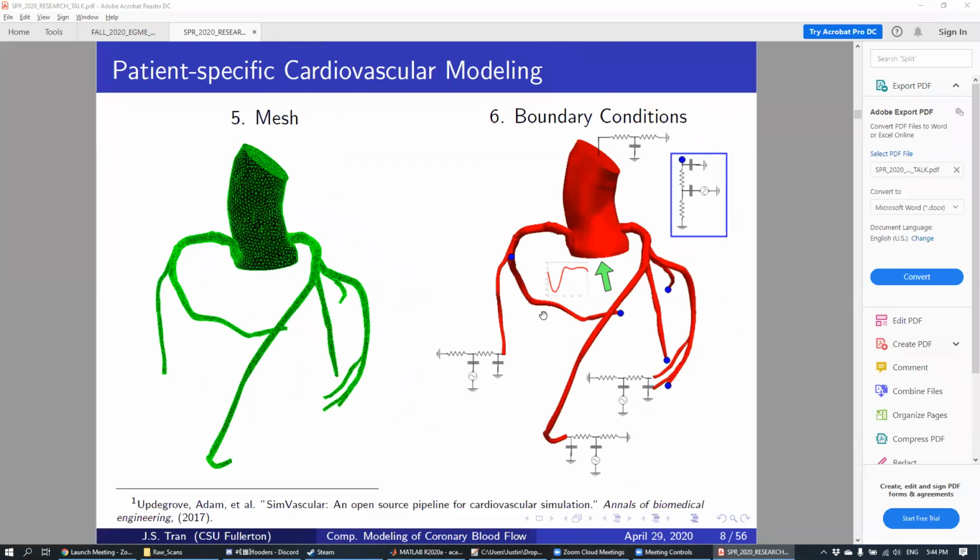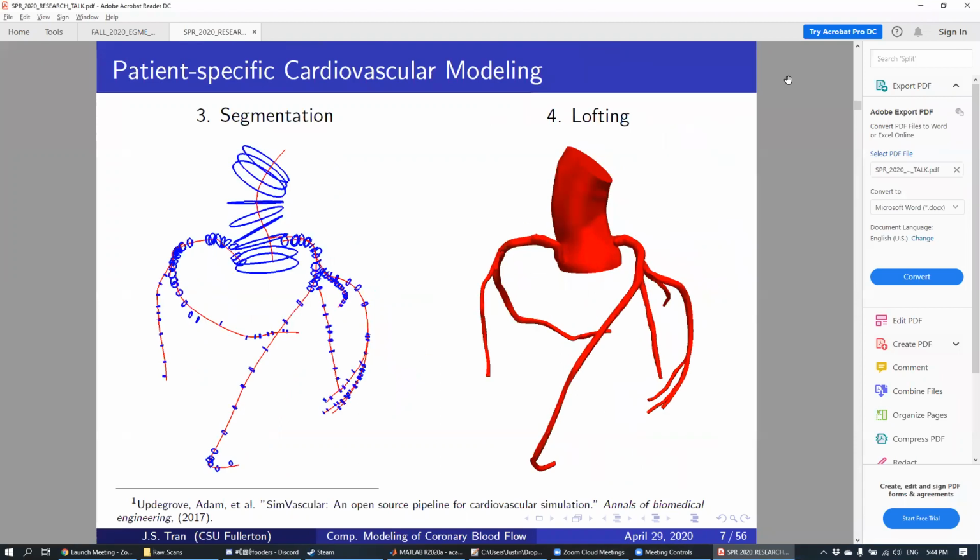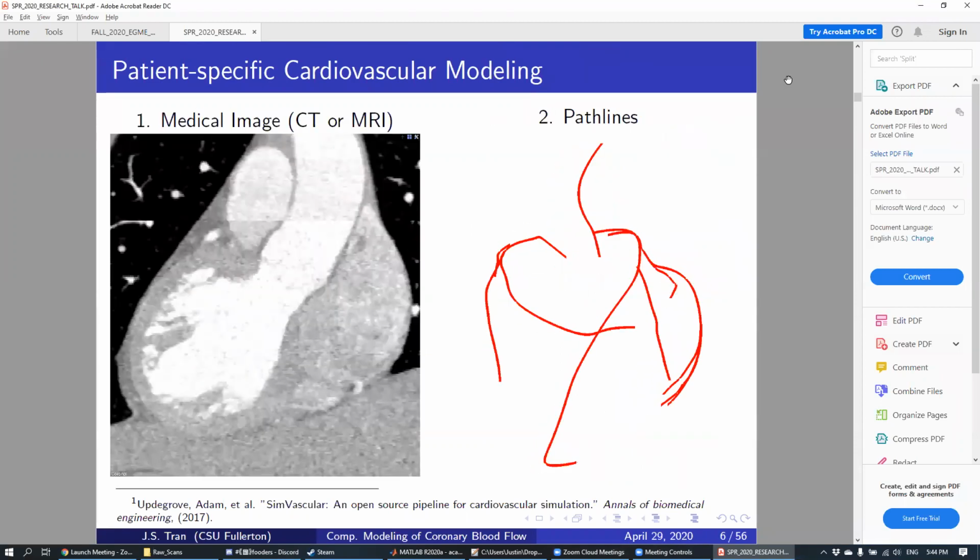Oh, question in the chat. How was I able to obtain the cross-sectional area? Is it based on the flow at the boundary conditions? Yeah, that's a good question. The cross-sectional areas were obtained from the image data right here, actually. We can still load the image data. If we follow the path lines along, we slice the image data at those locations on the path line, and what we get is a two-dimensional image of what that vessel actually looks like.